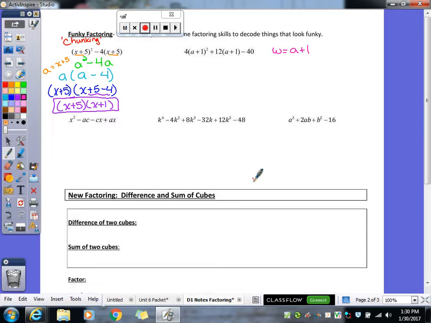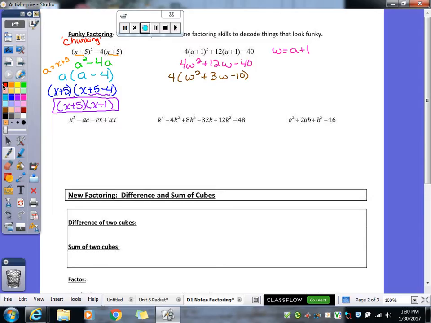So W equals A plus 1. So I'm going to replace this as 4W squared plus 12W minus 40. So again, we've now created it into a simpler problem for us to be able to factor. Do we have a GCF? Yes. What is it? 4. So I'm going to pull my 4 out. I'm left with W squared plus 3W minus 10.